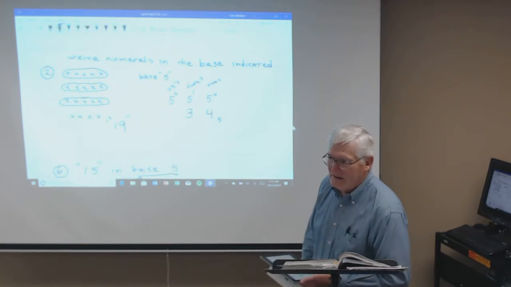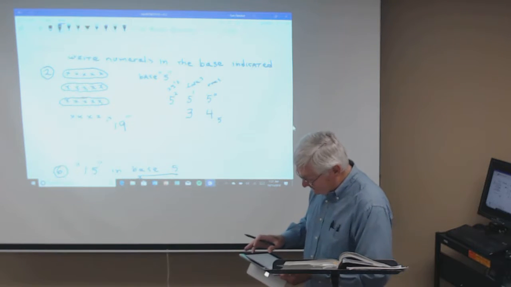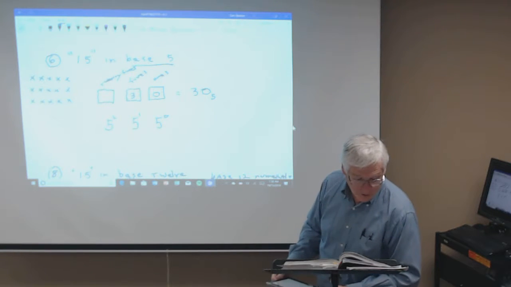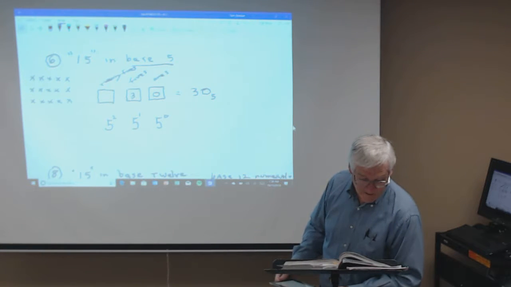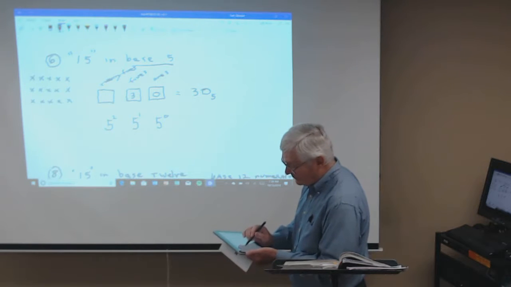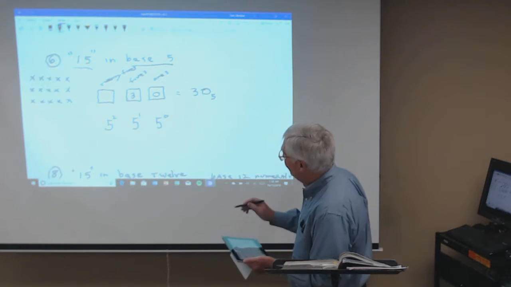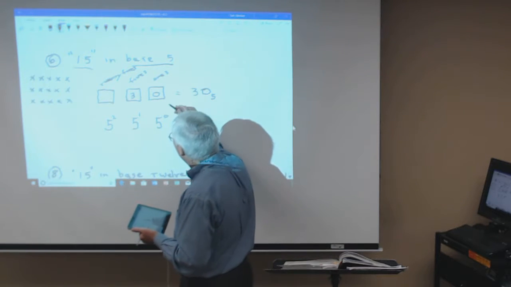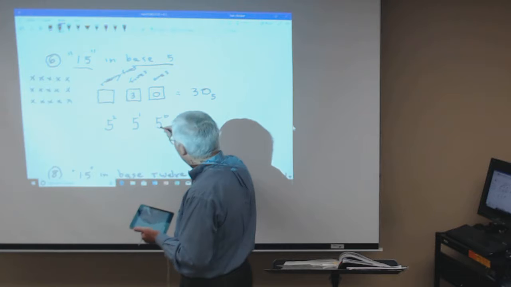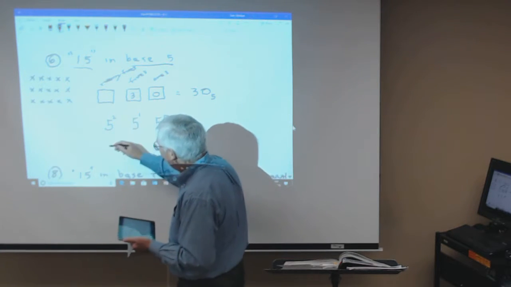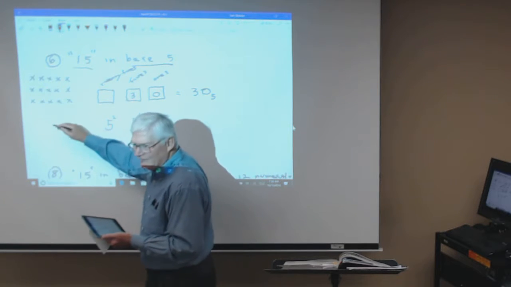Questions? Then let's do another one. Number 6. It says write each decimal numeral in the given base. So 15 is the decimal numeral, and I'm going to write it in base 5. So watch what I do. When they say base 5, that means I have 5 to the 0, 5 to the 1, 5 to the 2, then the next one would be 5 to the 3, 5 to the 4.